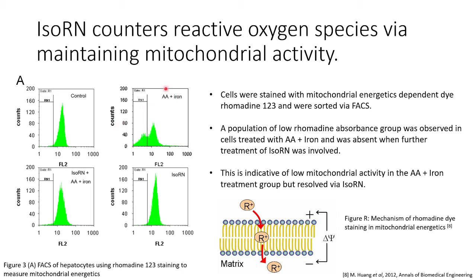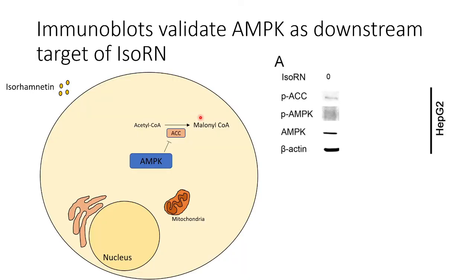However, upon treatment with AA plus iron, we see an R1 fraction which has low absorbance, right, and a decreased amount of fluorescence in the high activity, high absorbance spectrum for the rhodamine dye. And again, it's resolved upon treatment with Isorhamnetin, indicative that AA plus iron treatment is responsible for decreased mitochondrial activity, and once again resolved by Isorhamnetin.